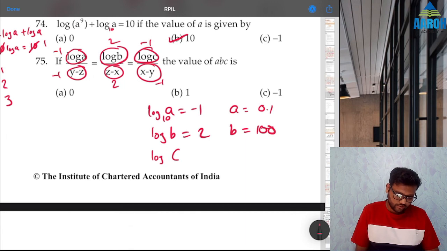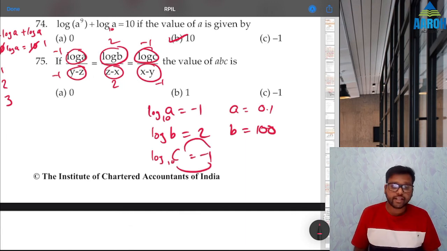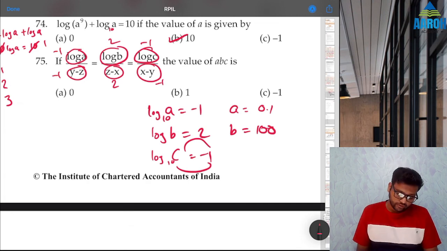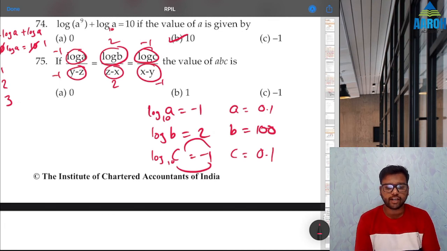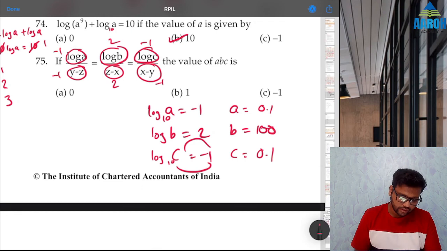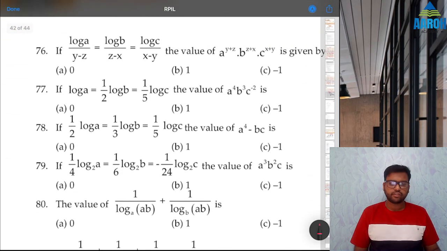Log c to base 10 is minus 1. That means 10 raised to minus 1 is c. Always remember the rearrangement. 10 raised to minus 1 is c. So c is equal to, again, 0.1. Now we want a into b into c. That's it. So 0.1 into 100 into 0.1. So that gives us 1. B is the correct answer, option B. Okay. For 75. Let's go to 76.